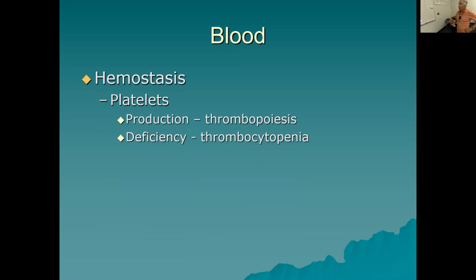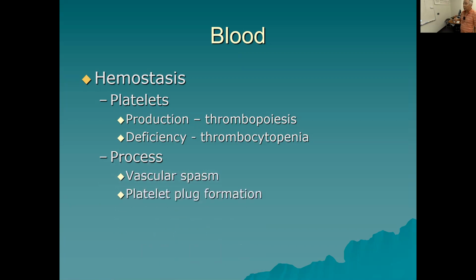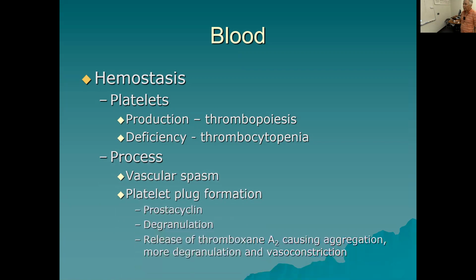Okay. So production of platelets is thrombopoiesis. Deficiency is called thrombocytopenia. And here's the process of hemostasis. Vascular spasm first, then platelet plug formation.